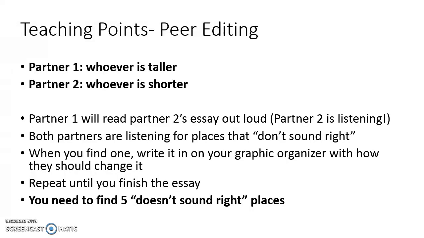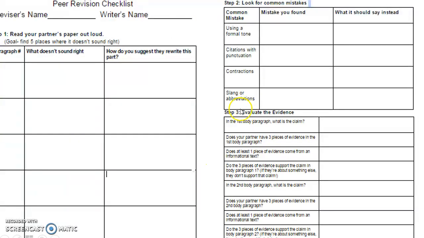So they're going to be looking for things first that don't sound right, and then they're eventually going to look for common mistakes in tone, punctuation, contractions, or abbreviations, and then the partner has to make sure that they find that person's claim and evidence and support, because if they can't find it, that means they left it out or they did it incorrectly, and it's such a huge part of the rubric and getting a good grade. They need to make sure that on this last day of editing that they fix it.